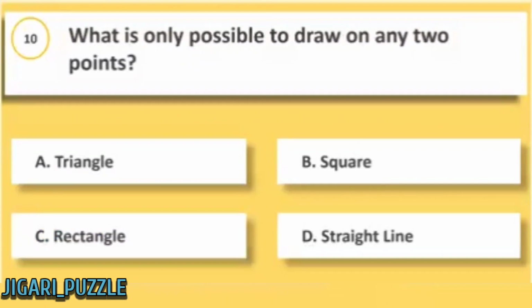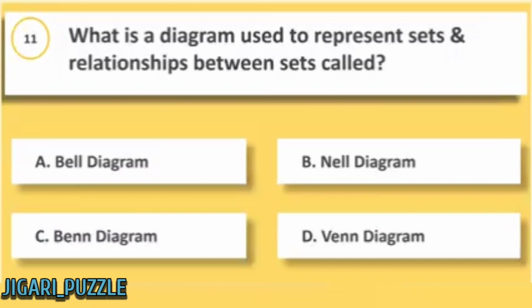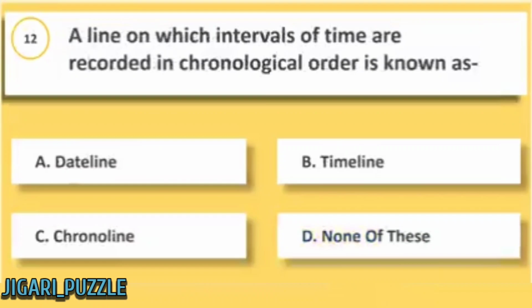What is only possible to draw through any 2 points? Straight line. What is a diagram used to represent sets and relationships between sets called? Venn diagram. A line on which intervals of time are recorded in chronological order is known as a timeline.